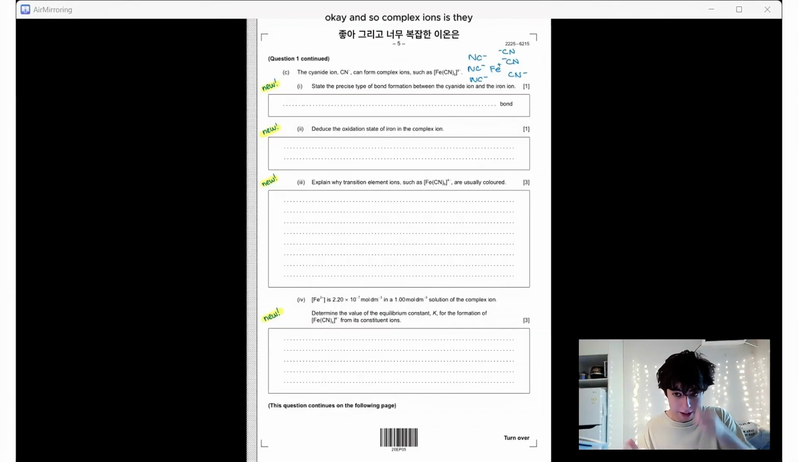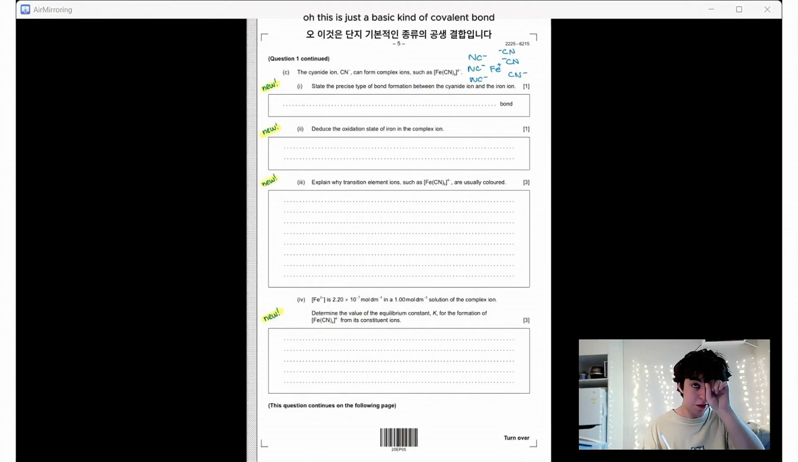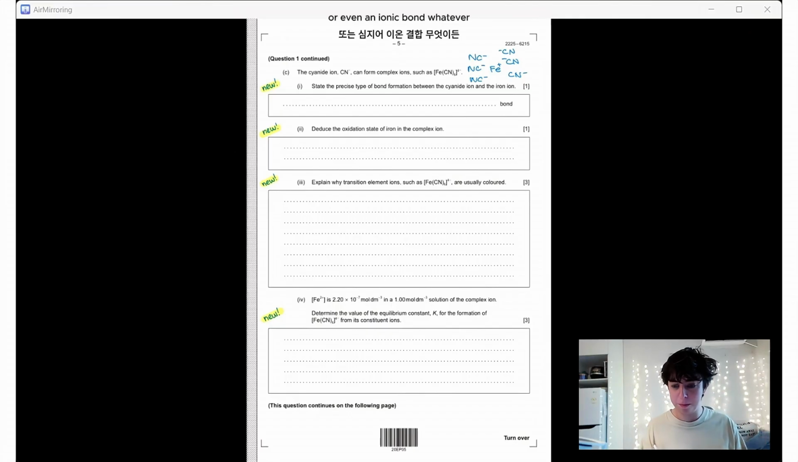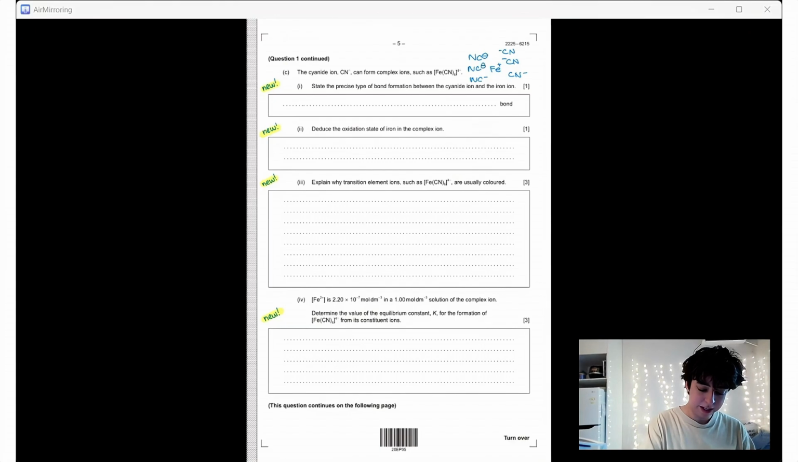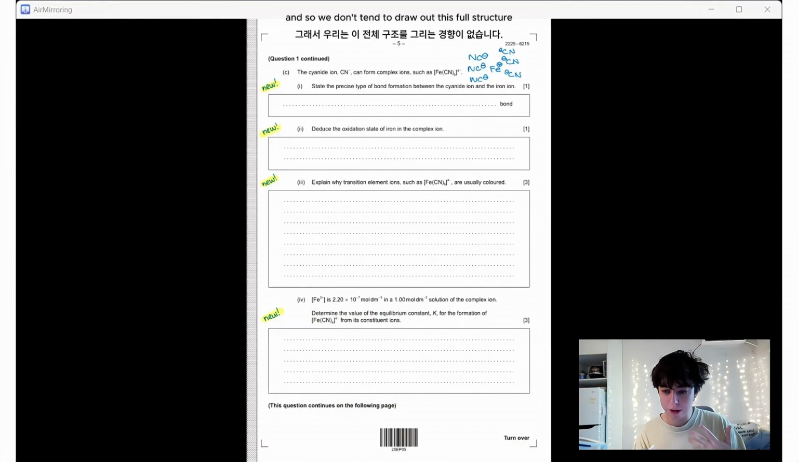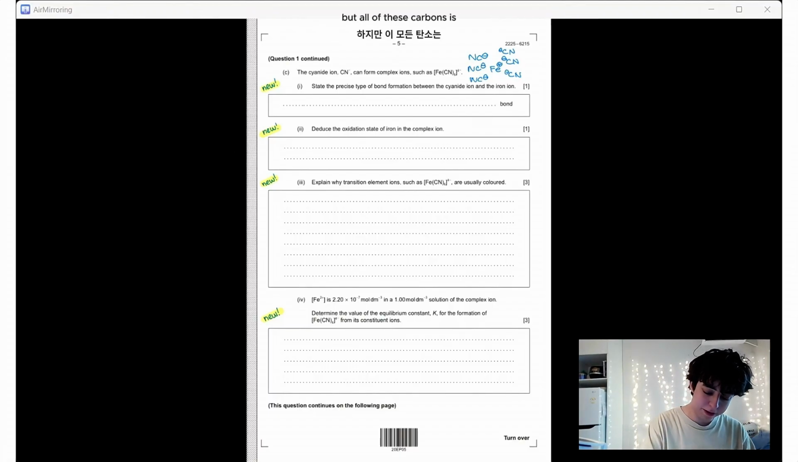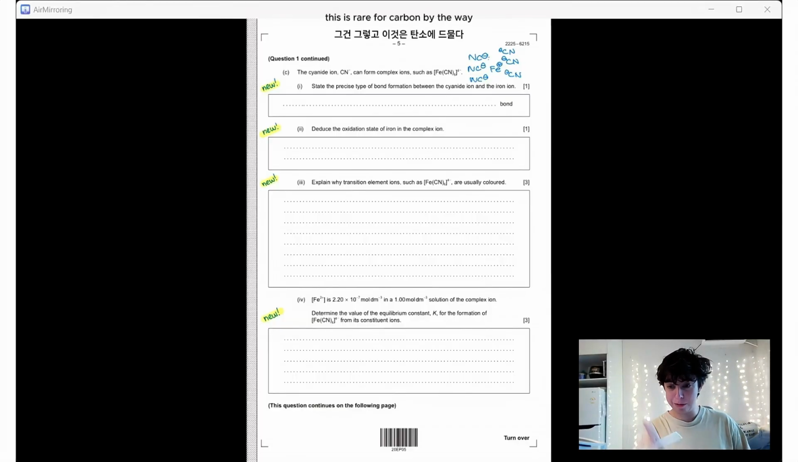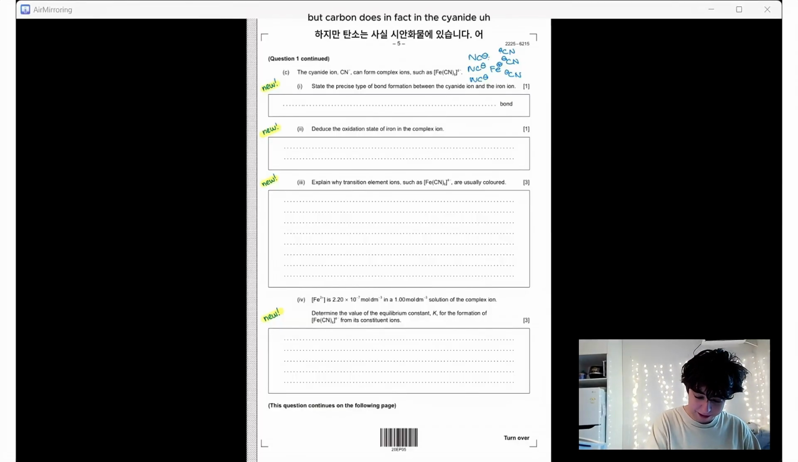With complex ions you might think this is just a basic covalent bond, or even an ionic bond. However, you should recognize that you have these minuses and these pluses. The minus is on carbon. We don't tend to draw out this full structure, but all of these carbons, which is rare for carbon, almost never happens, in the cyanide anions do in fact have a lone pair of electrons.